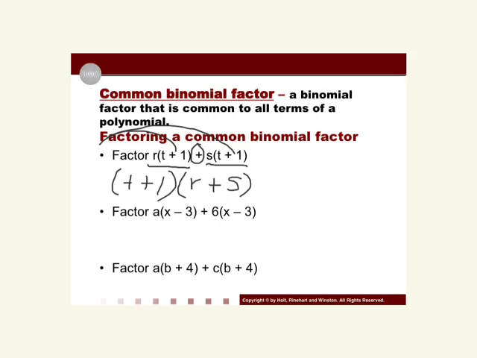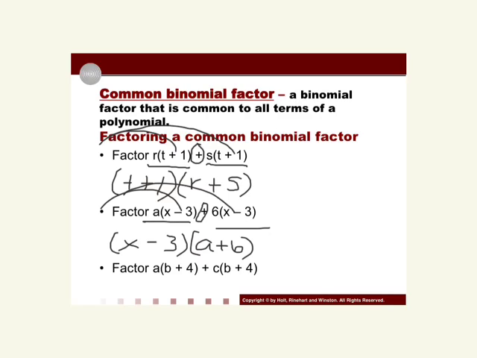And now I have a product of two binomials. Notice there's no addition sign or subtraction sign between the two binomials. And now it's completely factored. If we look at the second example, I think it's pretty easy to see that, well, first of all, it's a plus, so we have two separate terms. And what's common in both those terms? Well, the binomial factor of x minus 3. And if I undistribute that, or I take that out, I'm left with a plus 6. So my final answer is x minus 3 times a plus 6.